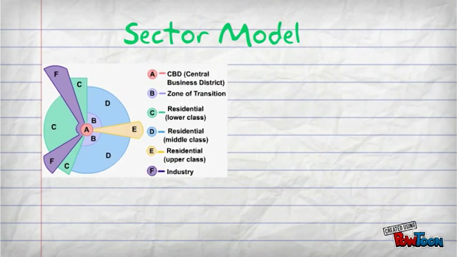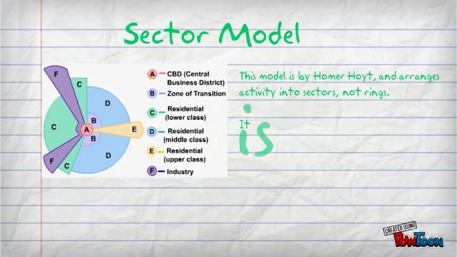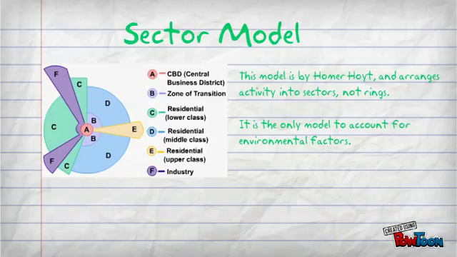Next, we have the sector model, also known as the Hoyt model, named after its maker, Homer Hoyt. This model is based on Chicago too, however, it arranges its activity into sectors, not rings. It is the only model to account for environmental factors.